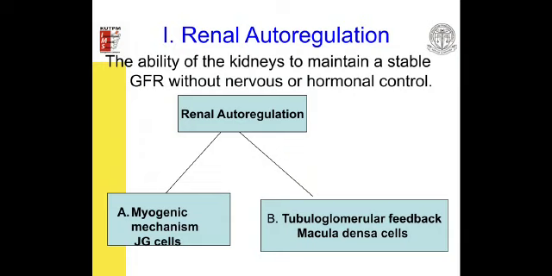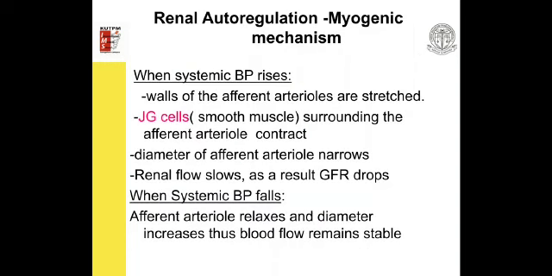The ability of the kidney to maintain GFR without nervous and hormonal control. The myogenic mechanism is dependent on juxtaglomerular cells, whereas the tubuloglomerular feedback is by the macula densa, which is a sodium sensor. When systemic BP rises, the walls of the afferent arteriole are stretched. The JG cells surrounding the afferent arteriole contract, so the diameter of the afferent arteriole narrows, and thereby the renal blood flow slows and GFR drops.